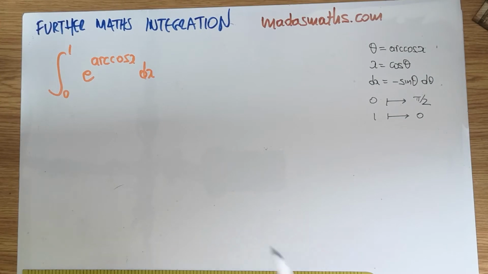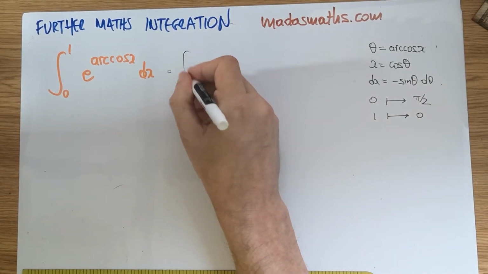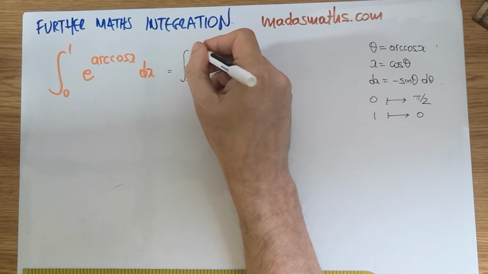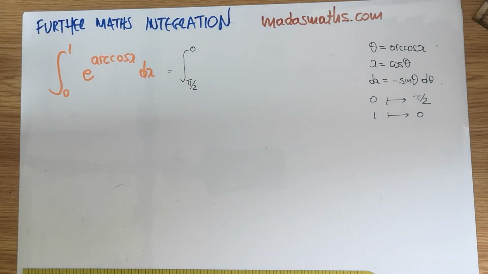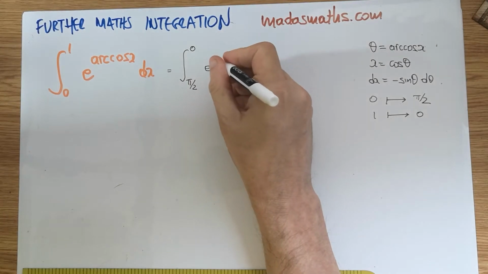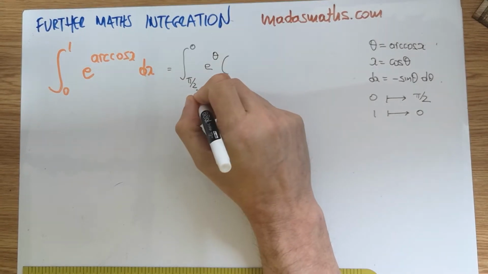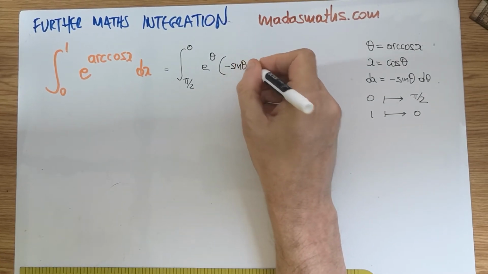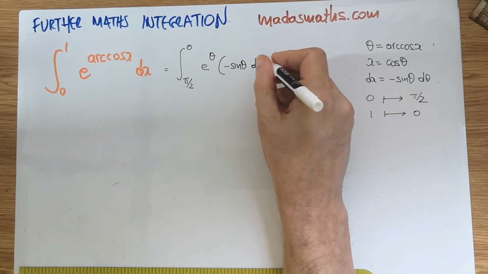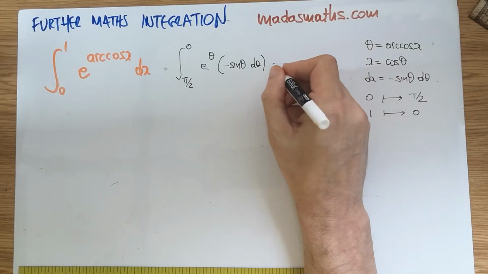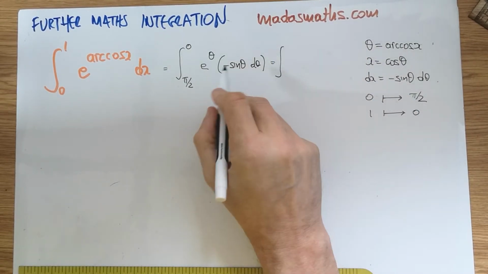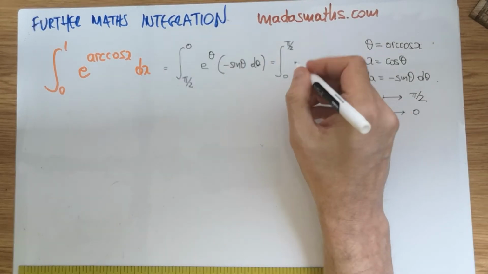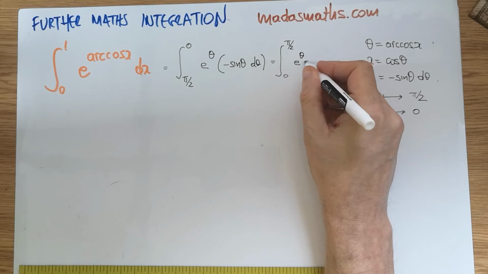So a lot of straightforward stuff is coming up. 0 goes to pi over 2. This will go to 0. And it's going to go e to the theta. Dx is minus sine theta d theta. And this, of course, will swap my limits, 0 to pi over 2, and that is going to give me the integral of e to the theta sine theta.